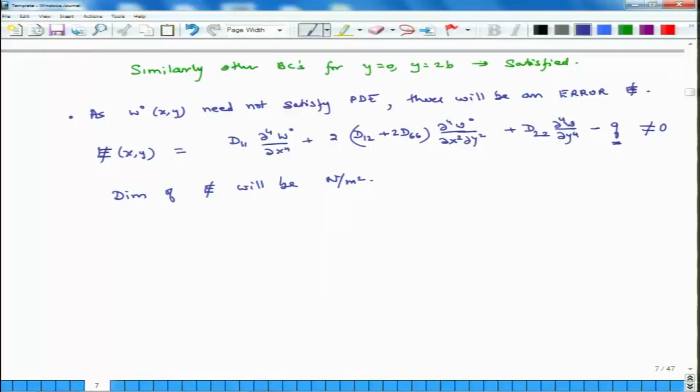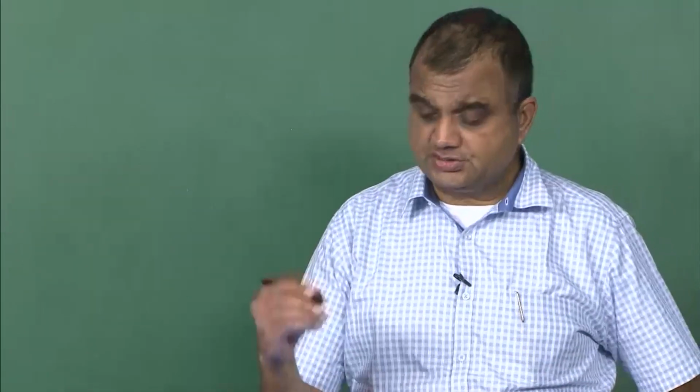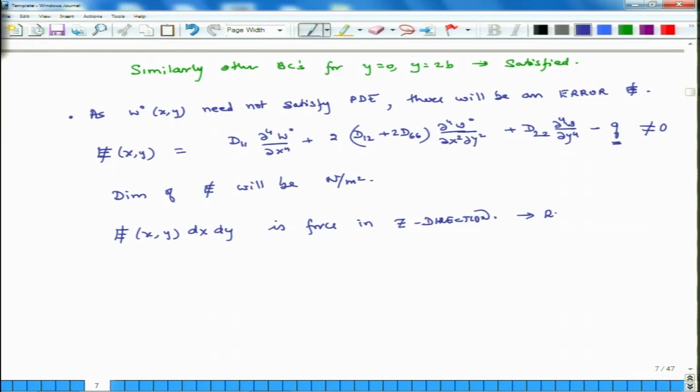Okay. So, error of x, y times dx dy is force in z direction. Now, what kind of force is this? If the expression for W was just the right one, that it satisfied the differential equation, this error would be 0, but in this case it is not necessarily 0. So, this is a residual force. It is a residual force.